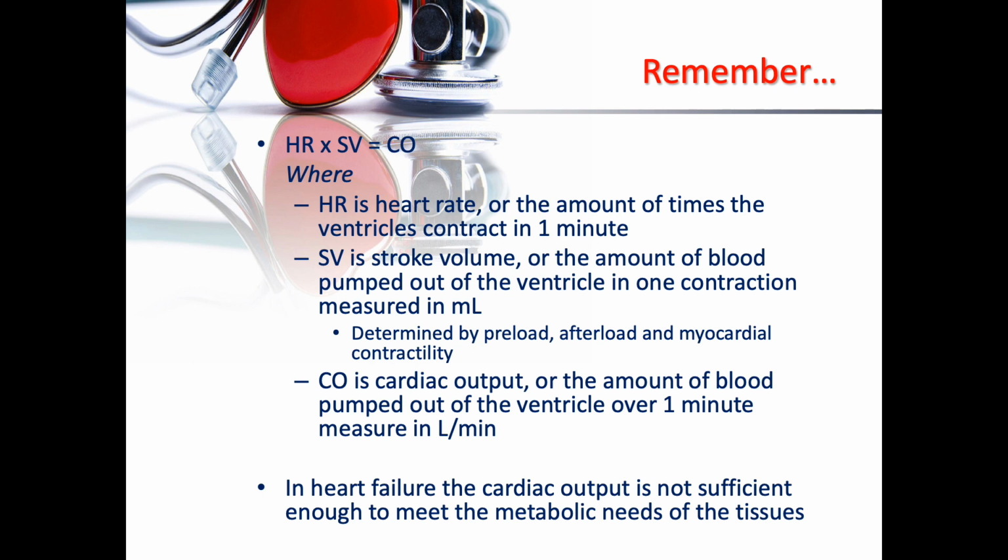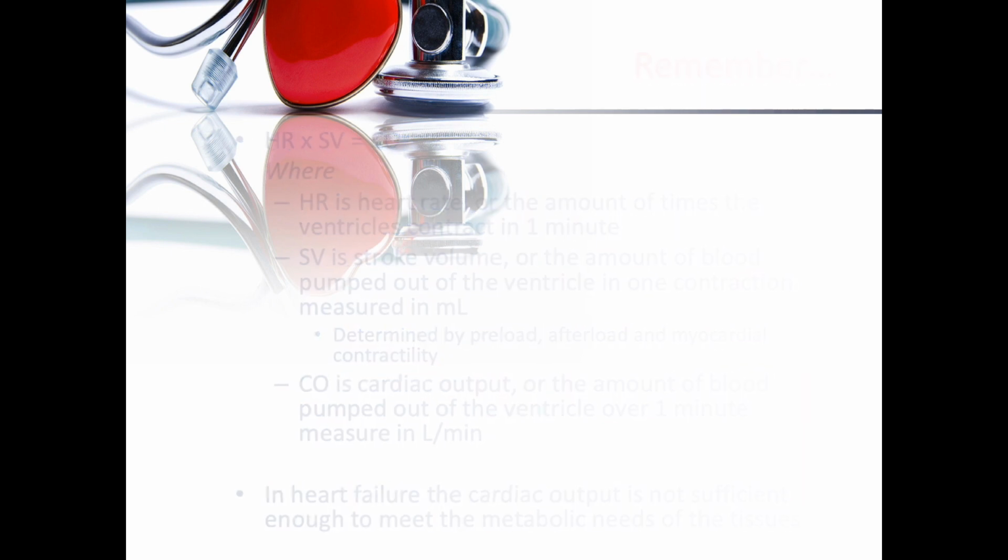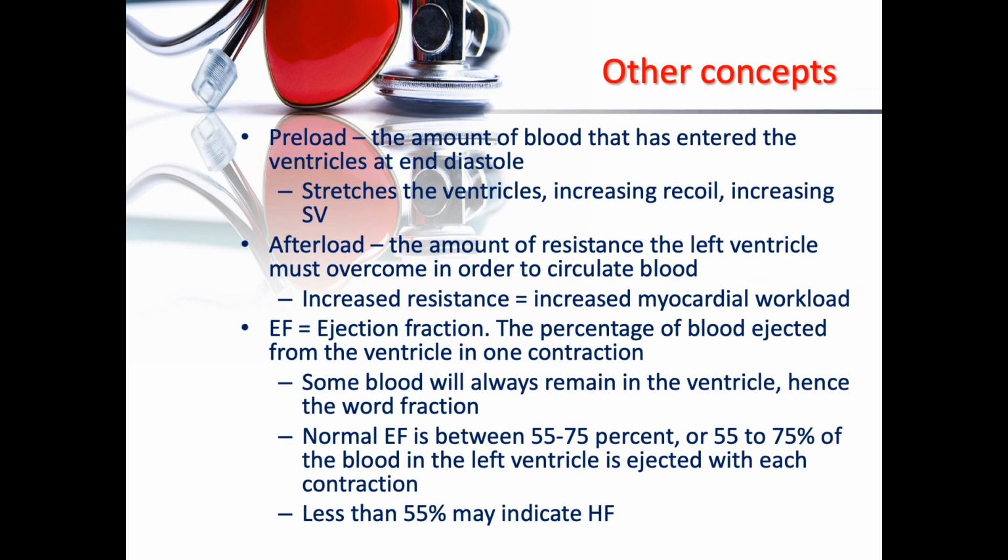Stroke volume is determined by preload, afterload, and myocardial contractility. Preload is the amount of blood that has entered the ventricles at end diastole. It stretches the ventricles, increasing recoil, and therefore increasing stroke volume. Afterload is the amount of resistance the left ventricle must overcome in order to circulate blood. Increased resistance equals increased myocardial workload.